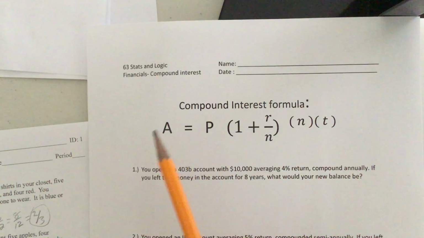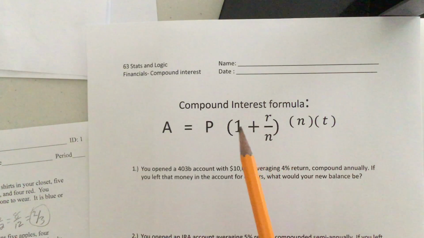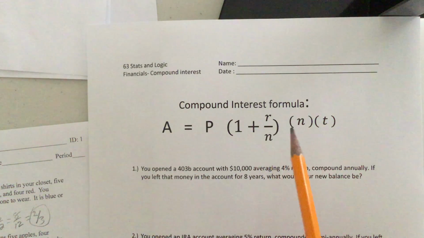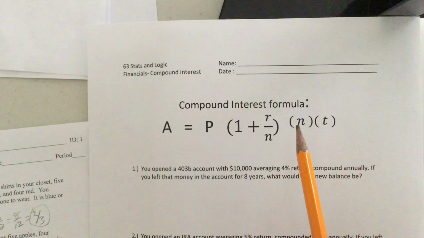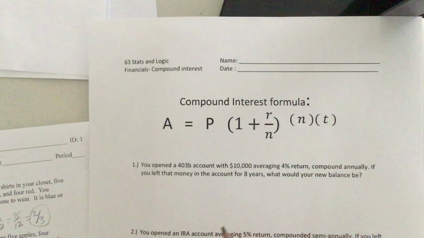The formula is still account balance equals principal times, now this part's new, 1 plus rate divided by the number of times compounded, to the number of times compounded times time power. We'll review that here in number 1.